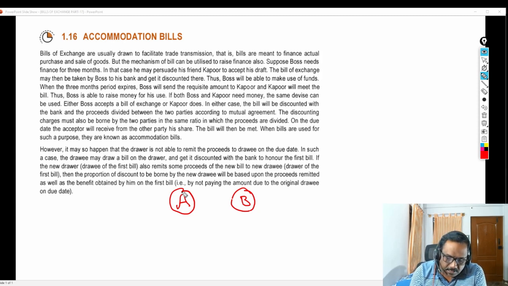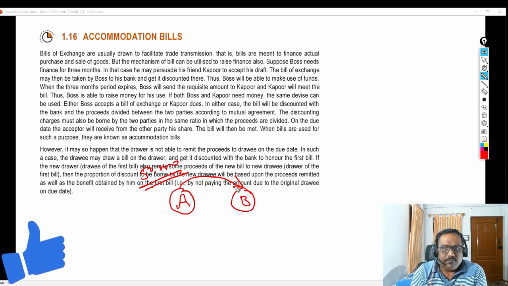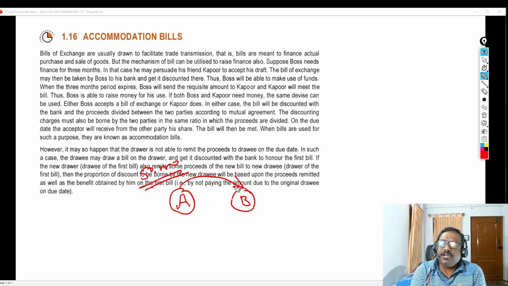But what happened? A is in urgent need of 50,000 rupees. He doesn't have money. What he did is he went to B and asked, can you please help me with 50,000 rupees? I don't have money right now. B said, sorry A, I don't have 50,000 rupees to accommodate you.